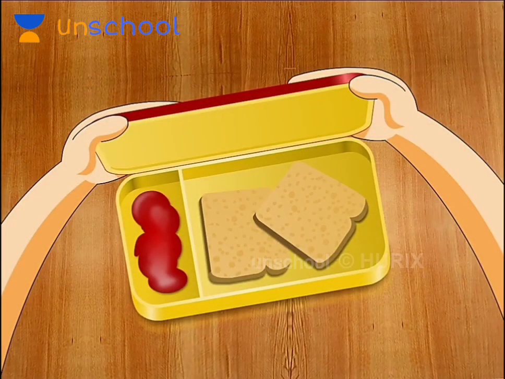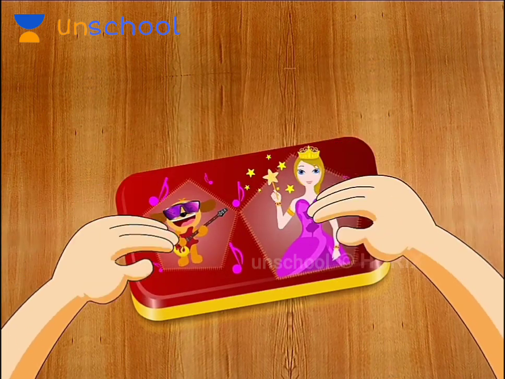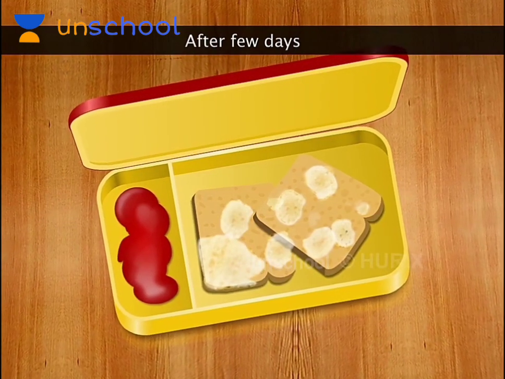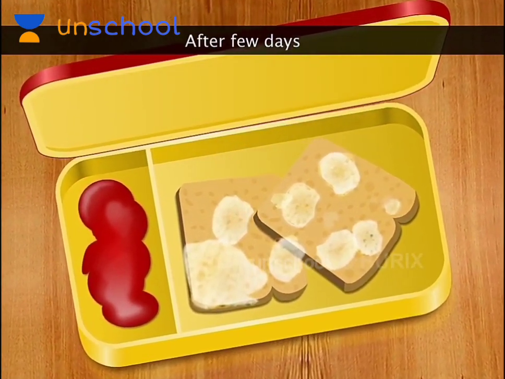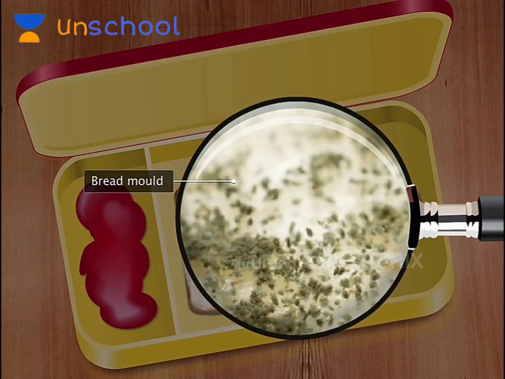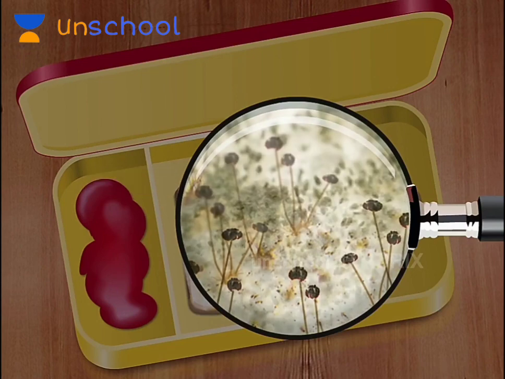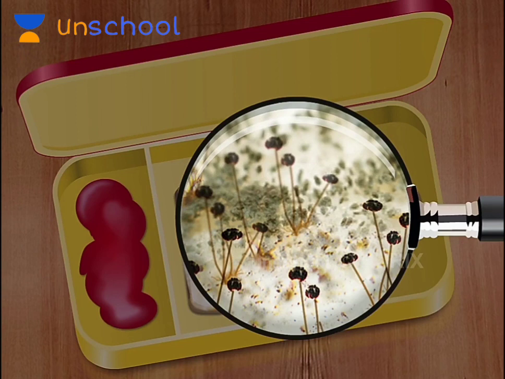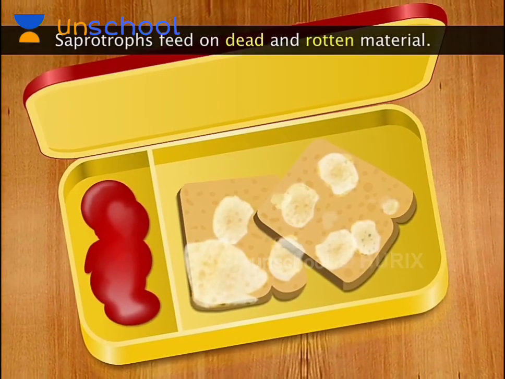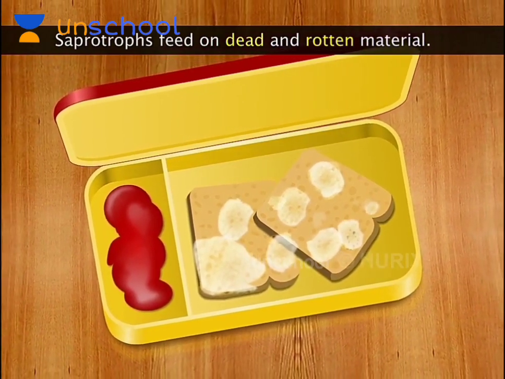What will happen if you leave a piece of bread in your lunchbox and forget about it? After a few days, when you open the box again, you will find a white, cottony growth on the bread. This is bread mold, a fungus. The body of a fungus is non-green. It cannot make food. It takes nutrients from dead and rotten material. Such living beings are called saprotrophs. Saprotrophs are living beings that feed on dead and rotten material.